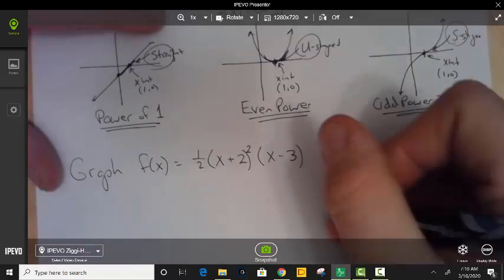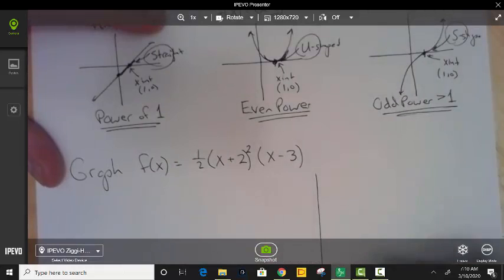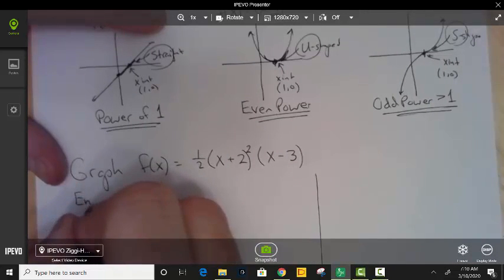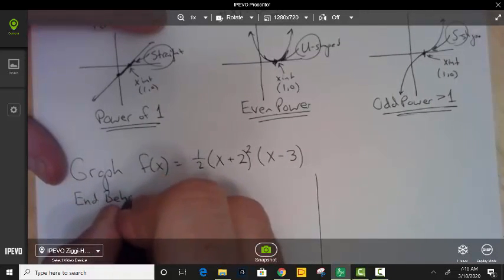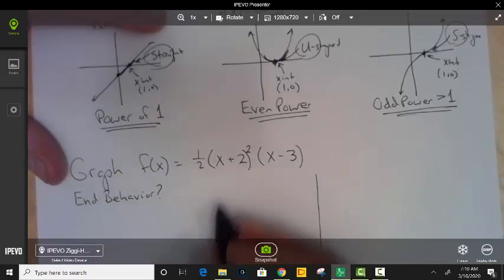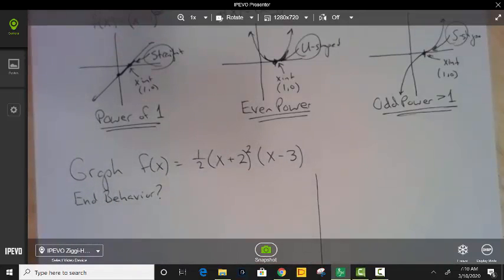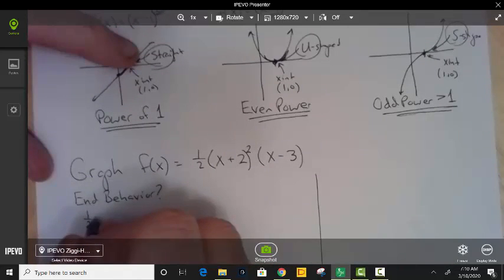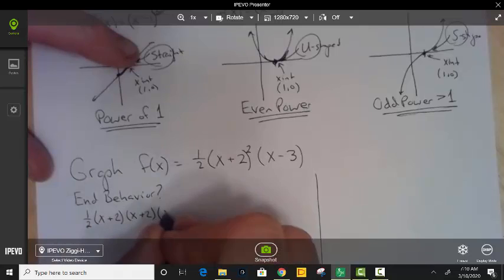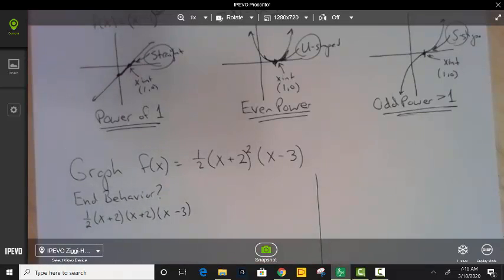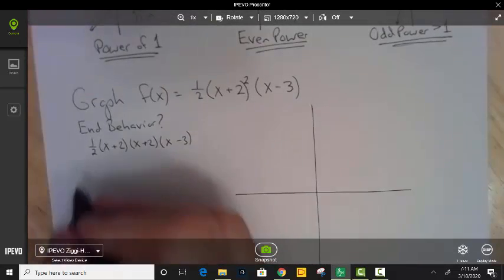So if we want to graph this, the first thing we're going to do is figure out the end behavior. So what's it doing on the ends of the graph? And if you remember in class, I said we don't actually need to multiply this entire function out. This is going to be 1/2 times x plus 2 times x plus 2 times x minus 3. And in order to know the end behavior, we just have to know the leading term.